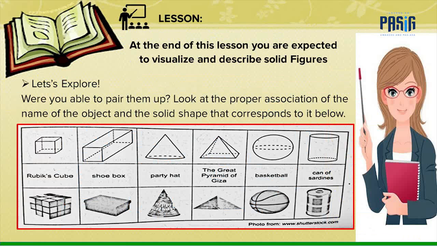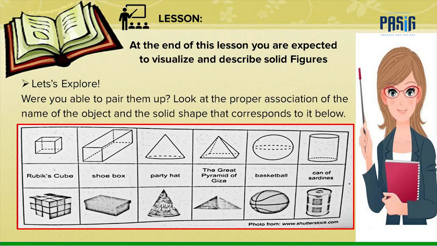Were you able to pair them up? Look at the proper association of the name of the object and the solid shape that corresponds to it below. Okay, kids, look at the figure. For number 1, we have Rubik's Cube. For number 2, the shoebox. Number 3, the party hat. Next, the Great Pyramid of Giza. The next one, basketball. And the can of sardines.